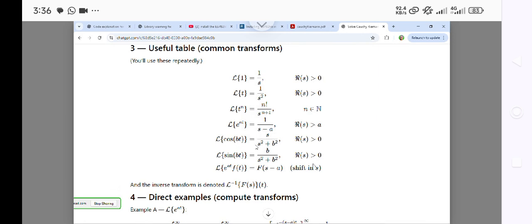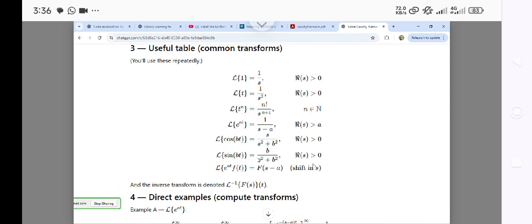Cos bt is s over s squared plus b squared. If b is 4, it will become s squared plus 4 squared, which is 16. That's s squared plus 16. If b is minus 2, it's still the same thing. It will be minus 2 squared, which is still 4. Okay, I think that's all for that one.